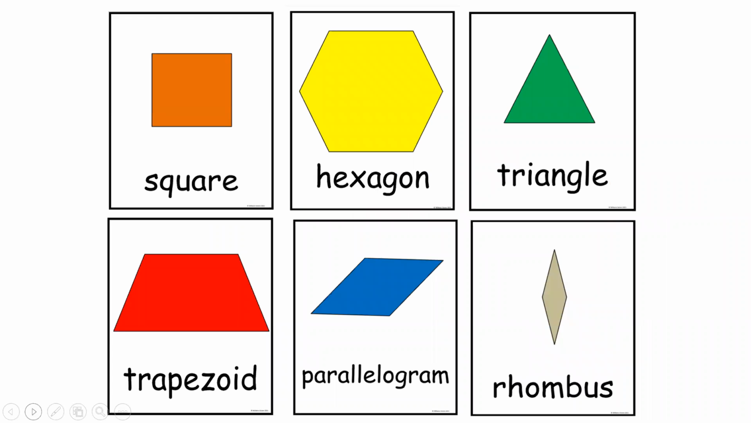All right, so last week we were learning about polygons, and polygons are shapes with straight sides and vertices. So we learned that one of the shapes with all sides equal was the square. A hexagon has 6 sides. The triangle with 3 sides, a trapezoid, and the rhombus shape. Now, the rhombus is a parallelogram.